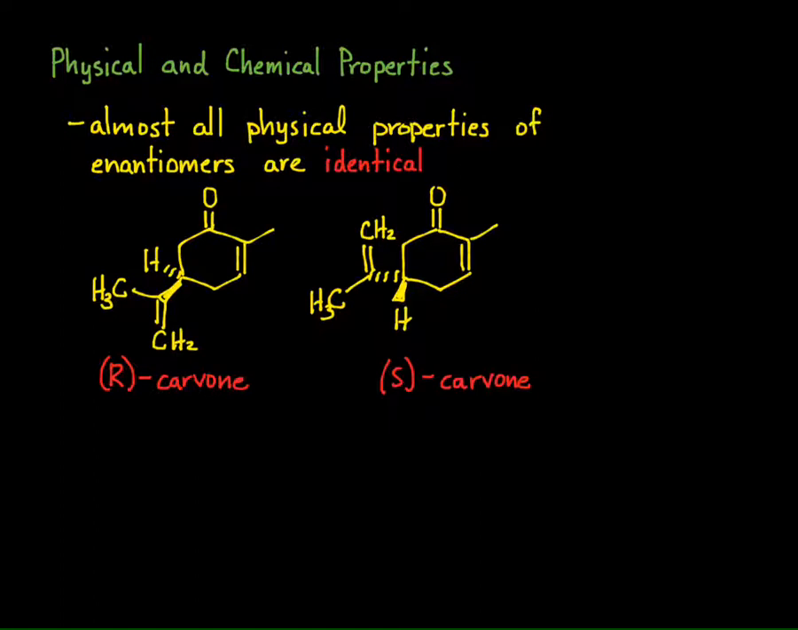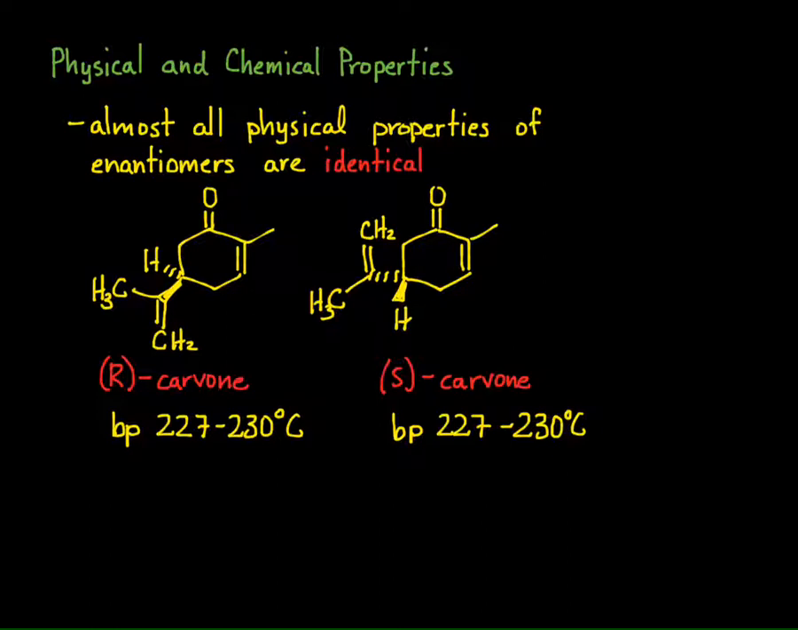Now, in terms of physical properties, what do we typically look at? We typically look at boiling point, we look at density, we look at refractive indices. If I compare R carvone to S carvone, the boiling point of the two is identical. 227 to 230 degrees Celsius. Very high boiling point. They're both oils, but that physical property is identical. I can't distinguish between the two of them.